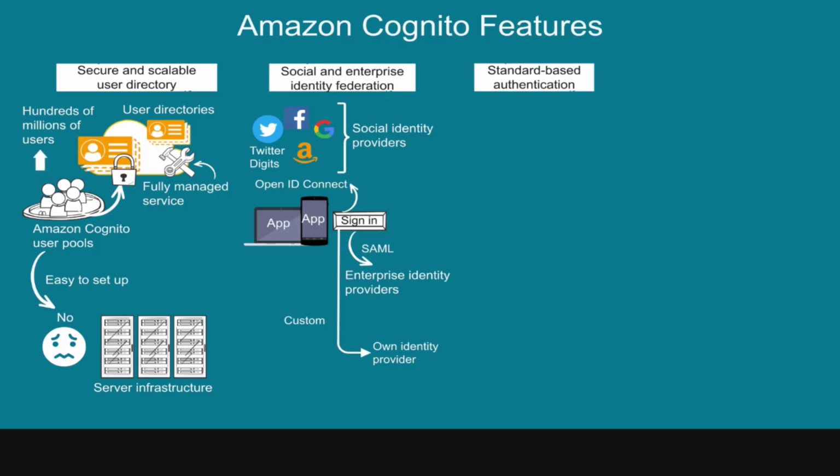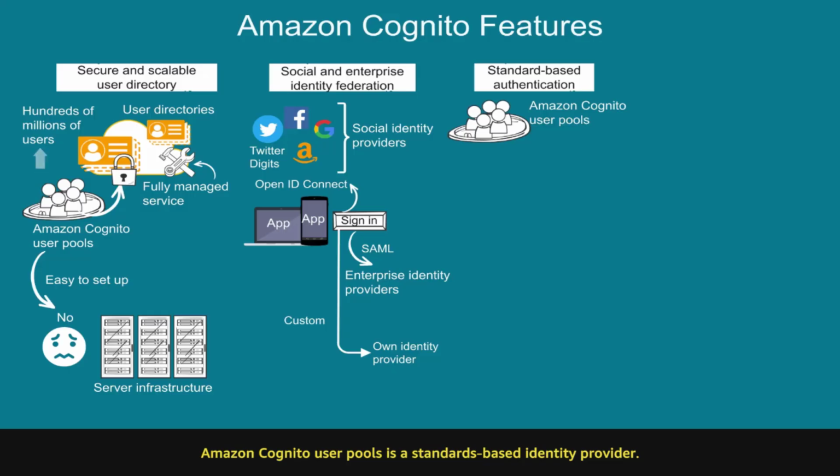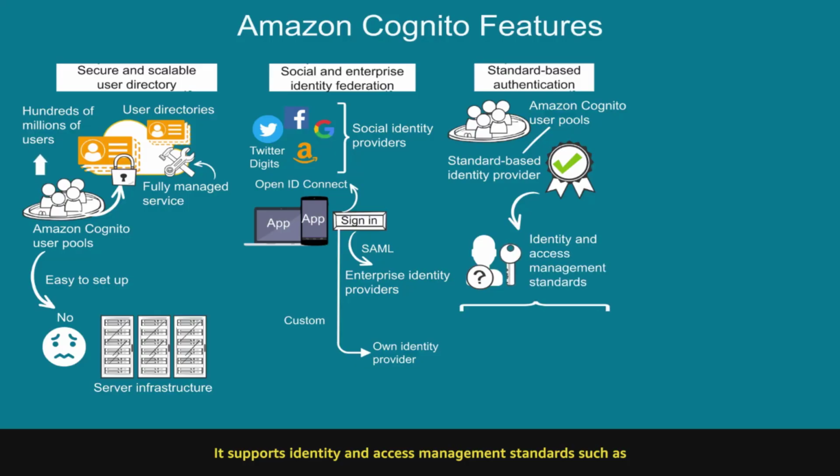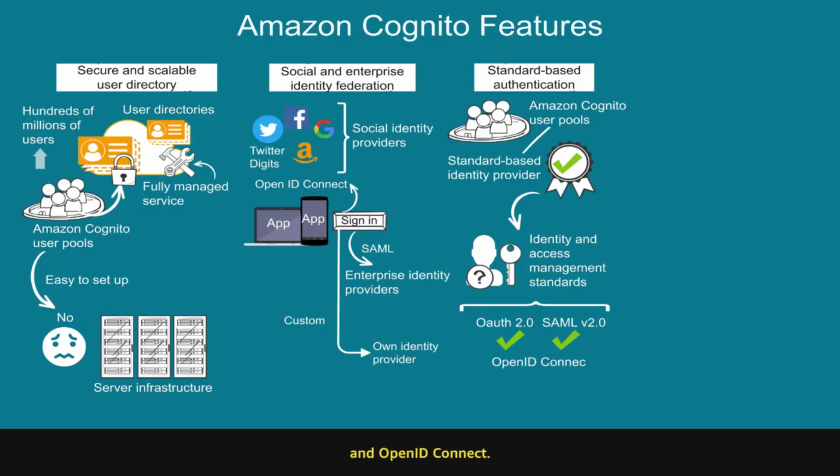Standards-based authentication. Amazon Cognito User Pools is a standards-based identity provider. It supports identity and access management standards such as OAuth 2.0, SAML 2.0, and OpenID Connect.